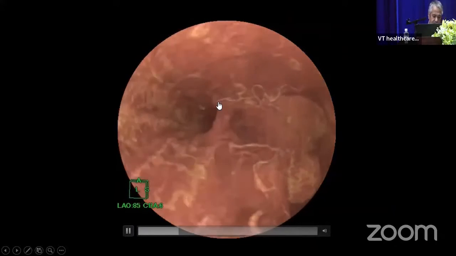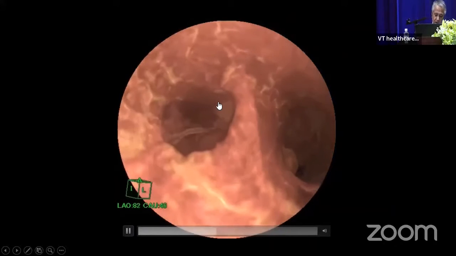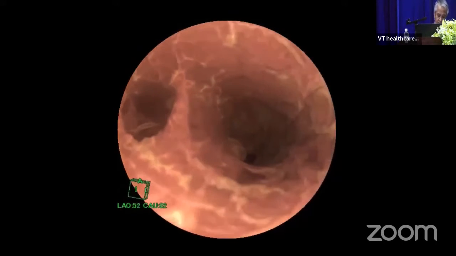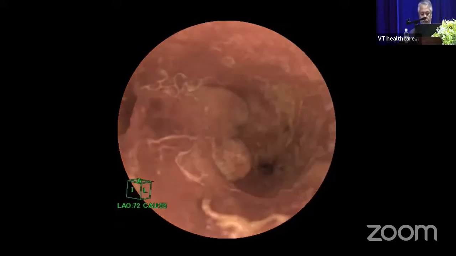You can observe it as a moving image by capturing the image with the virtual endoscope.